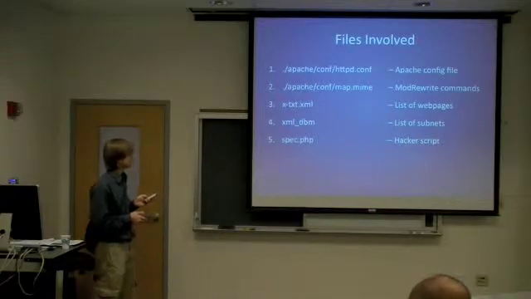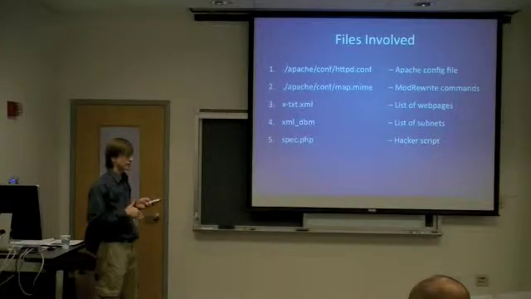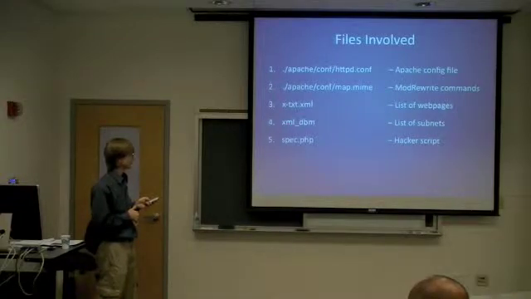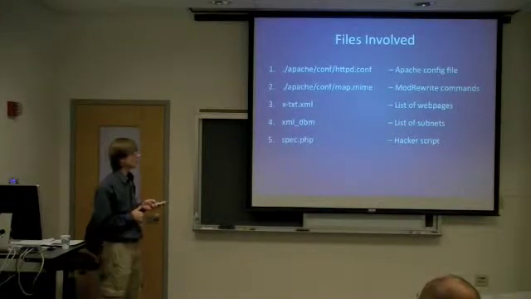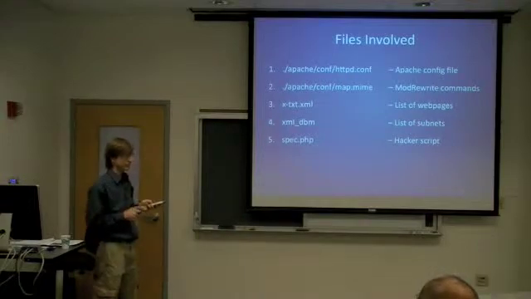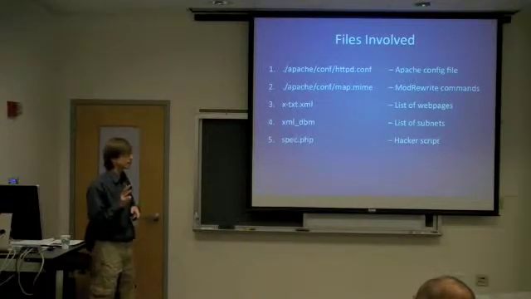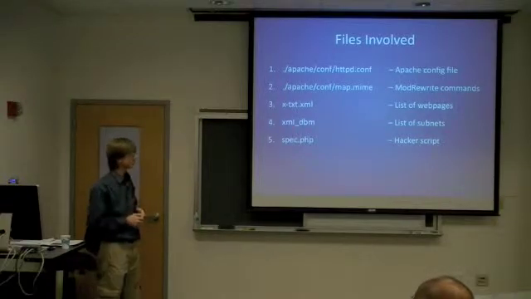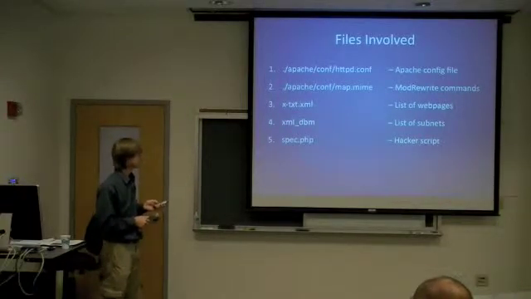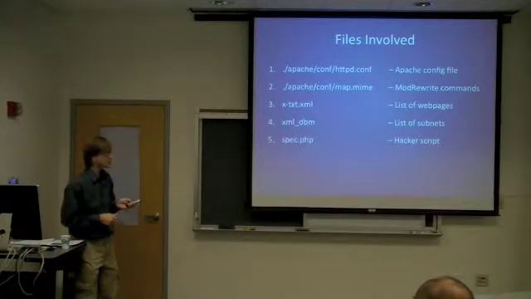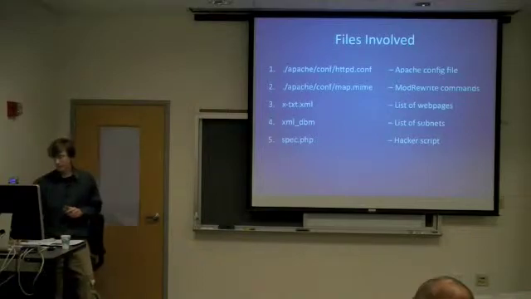There's this file here called x-text.xml. It had a long list of web pages from our site. This next file is xml.dbm. This was a long list of subnets. An IP address has 4 octets. These were just 3 octets, and we'll take a look at that file. And finally, there was this spec.php script. This was the hacker's script where all the magic happened. We'll take a look at that too.